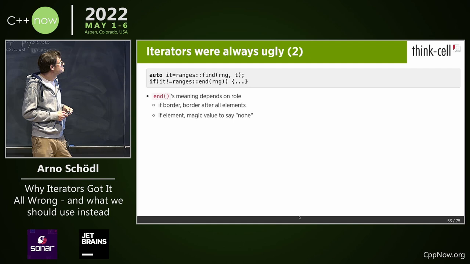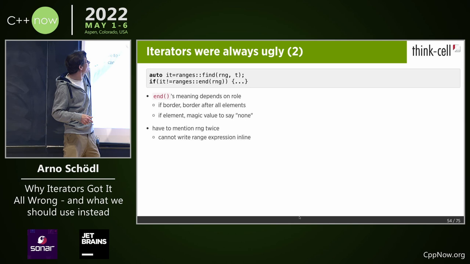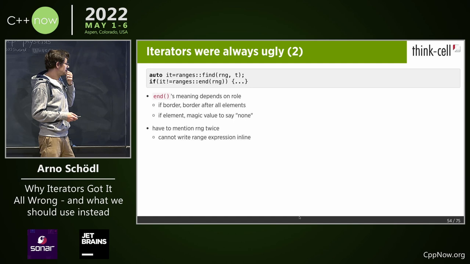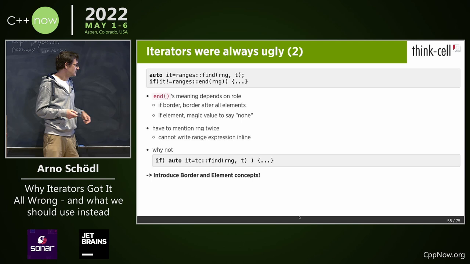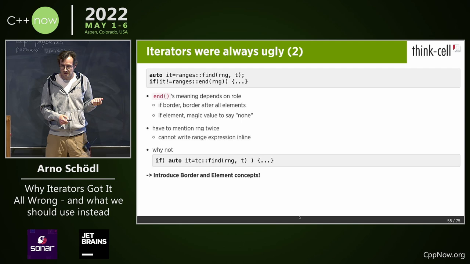Now, what's ugly here is we have to mention range twice. I didn't like that very much. And it kind of hurts you when writing expressions inline. Why can't we write this? Right? Why can't we just find and the iterator is a nullable? So this is where we ended up in Swift.